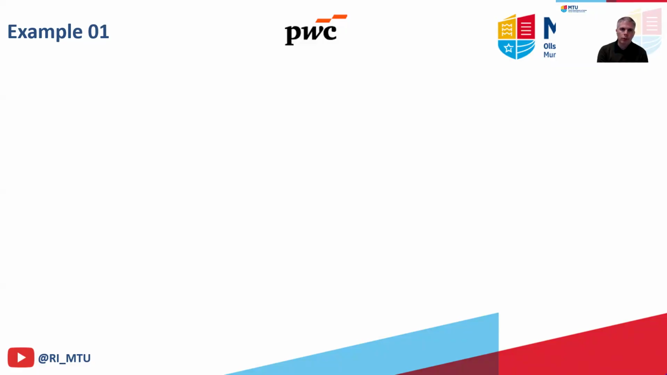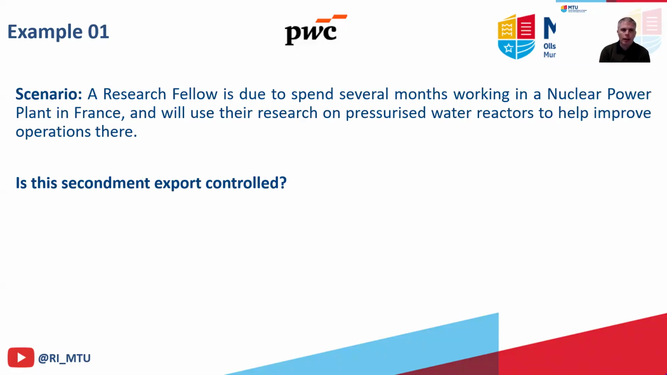Okay, so this is the first of 2 examples that I have. A research fellow is due to spend several months working in a nuclear power plant in France and will use their research on pressurized water reactors to help improve operations there. Essentially, this is a secondment. It's basically the researcher going to France. So it is a secondment. Is the secondment export controlled?